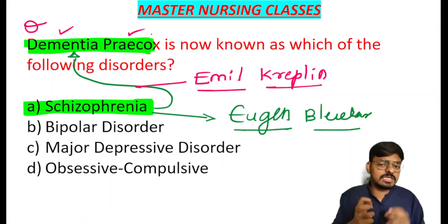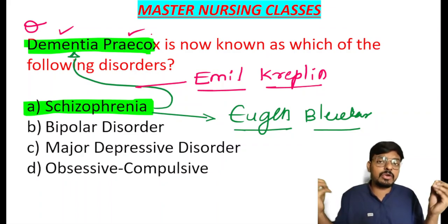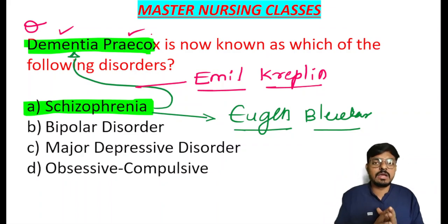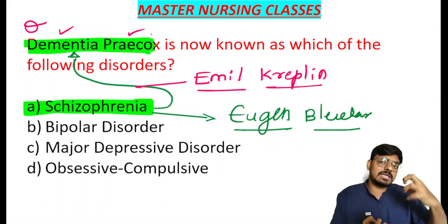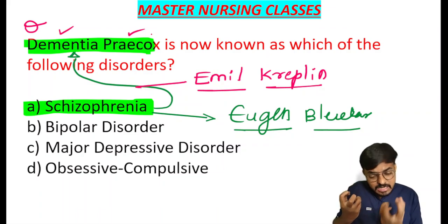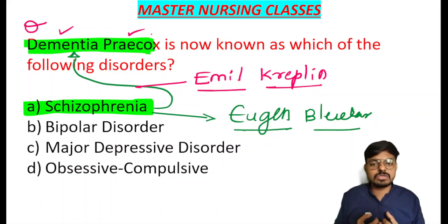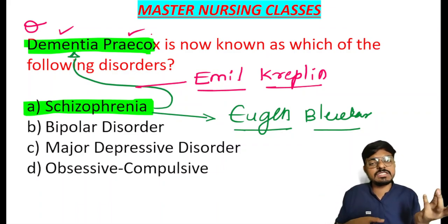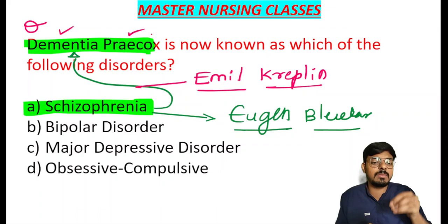So dementia praecox means Emil Kraepelin noticed memory changes and behavioral changes coming early in onset, like dementia-like symptoms. Usually dementia occurs after 60 or 65 years, but these dementia-like symptoms were coming in persons of 20, 25, 30 years. So he called this dementia occurring in early onset of age dementia praecox.